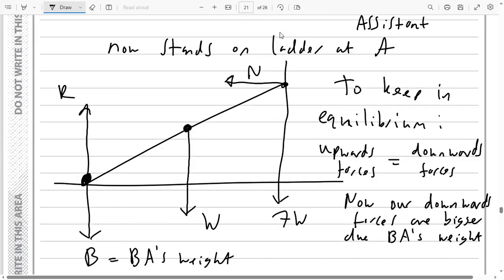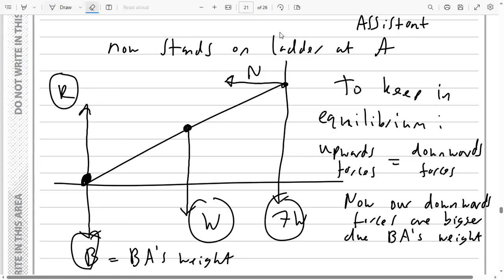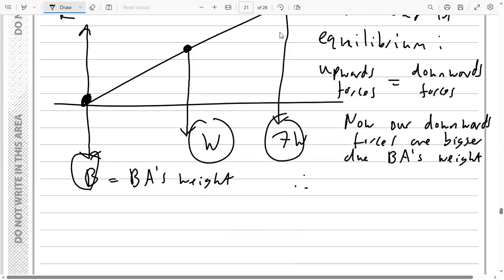So if you add up the B there, the W there, the 7W there, you've got more weight going down. That means your R has to increase. So your reaction force is now increasing, right? Therefore, R is now bigger than before. So we've got a bigger reaction force than before.